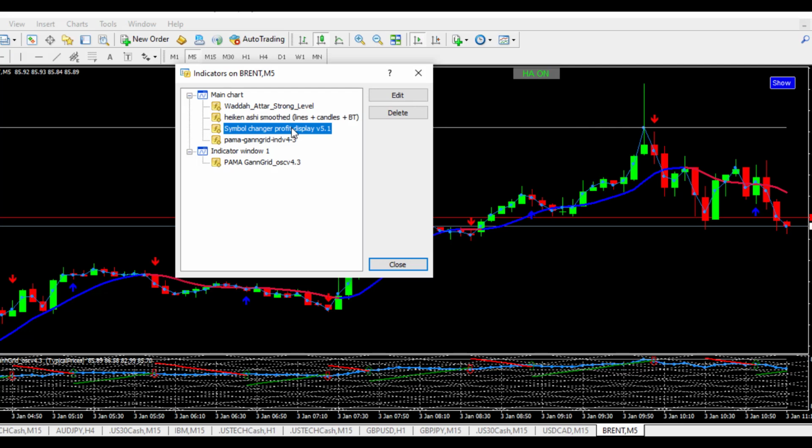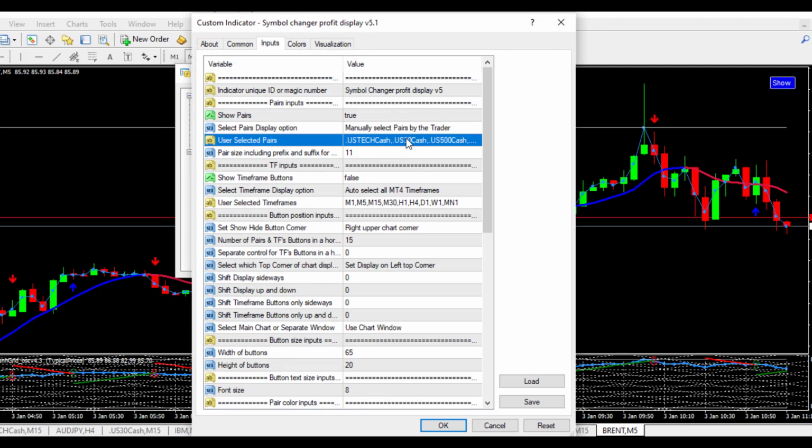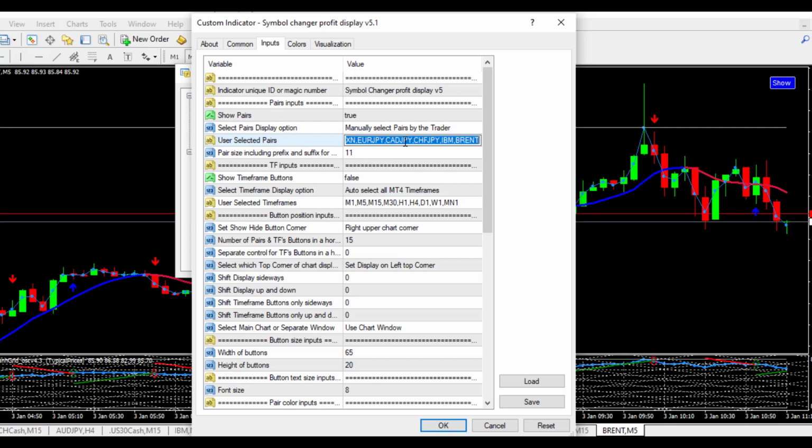So the other indicator is the symbol changer that I'll be sharing for long. Just enter the number of pairs you want to monitor on this user selected pairs. Just enter the pairs manually, or you turn it to auto. If you turn it to auto, it's going to pick all the pairs available on this broker. So I changed it to manually selected pairs by the trader.